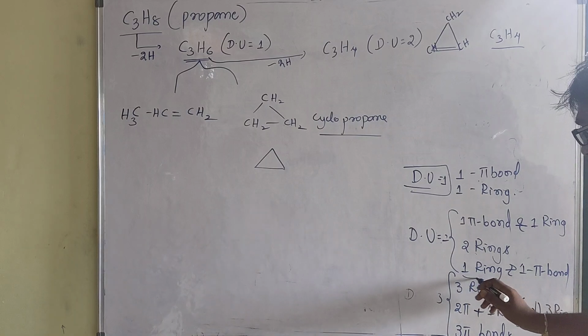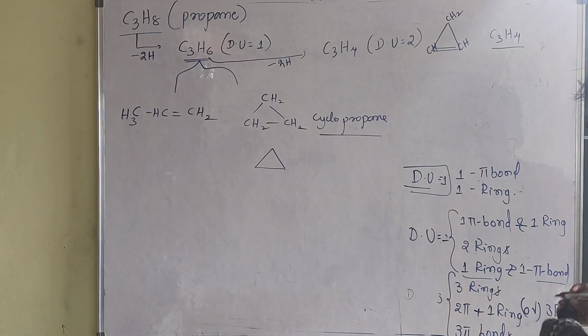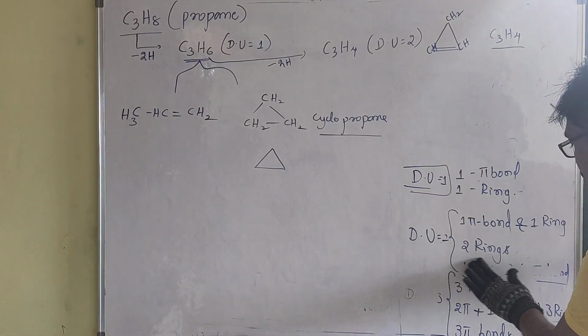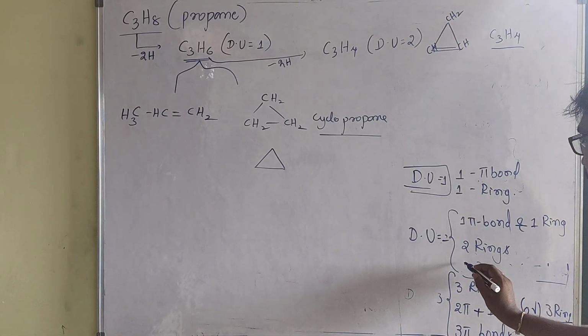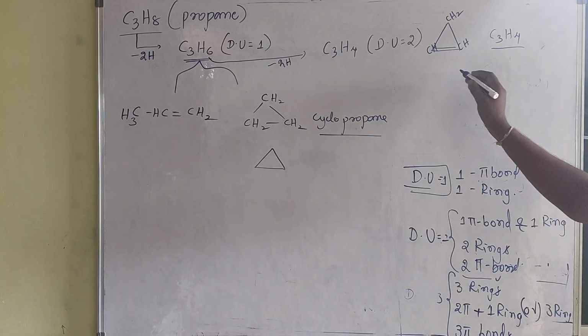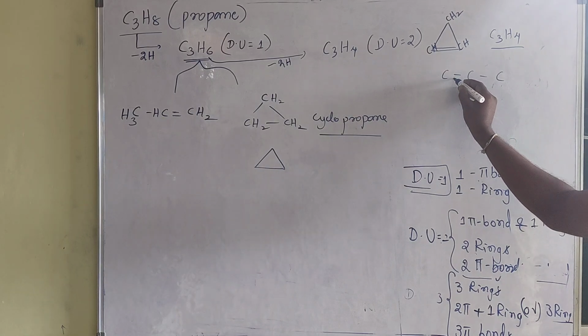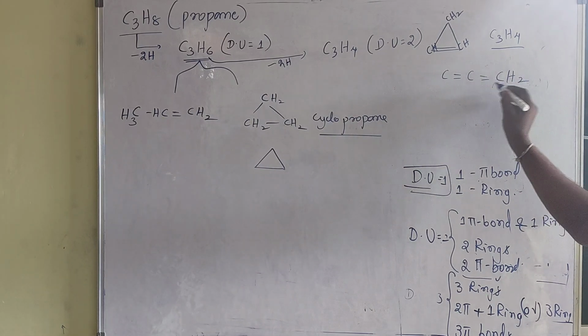Then one more possibility is there: one ring and one pi bond. And one more, two pi bonds also possible, my dear students. Two pi bonds. How is it? C, bond, C. Here a bond and here a bond, CH2, then CH2.